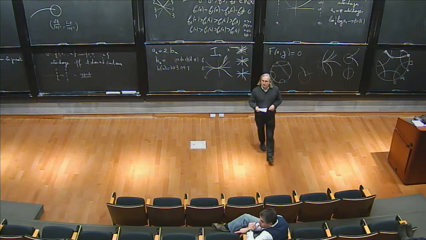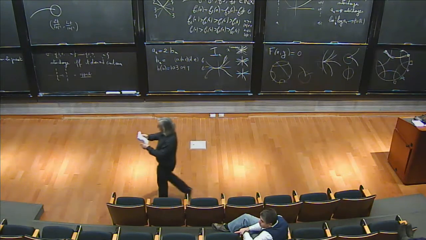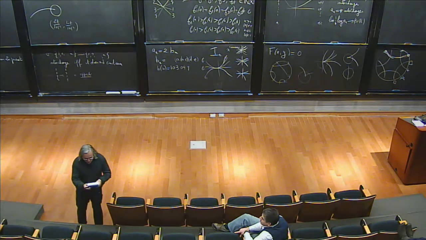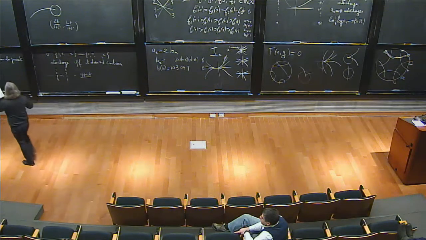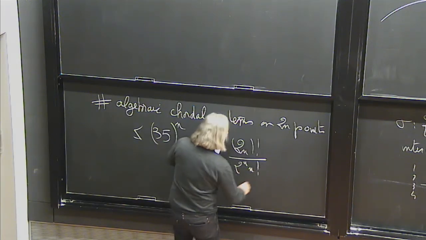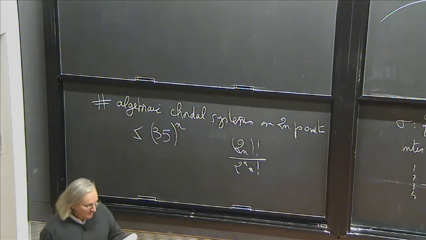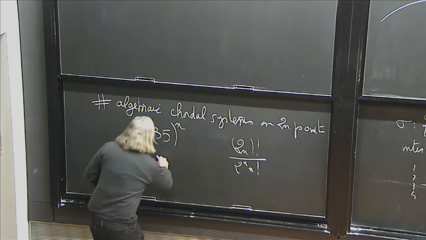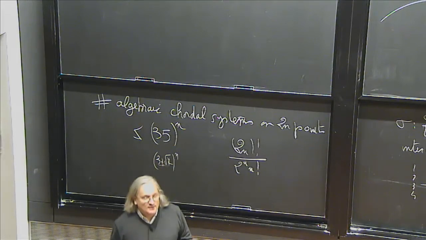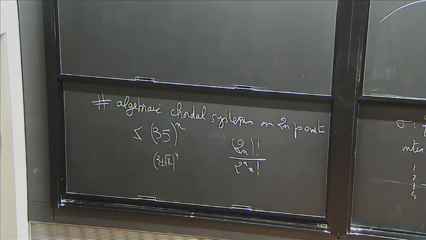So that 35 to the n compared to the number of non-necessary... Yeah, there are many more, because the total number of chordal systems is (2n)! divided by 2^n n!. Okay, so this is much bigger than 35^n. So there are many more chordal systems which do not come from graphs of polynomials.